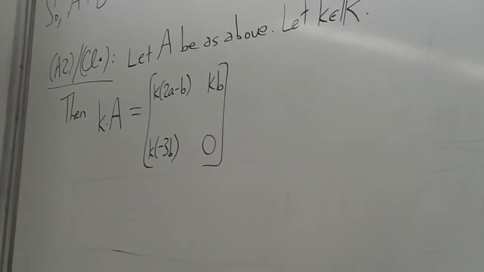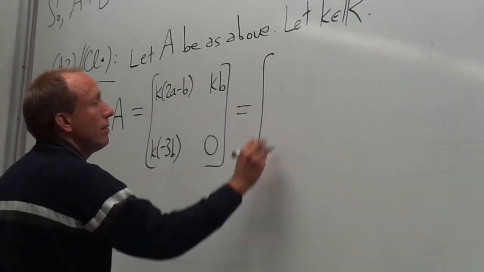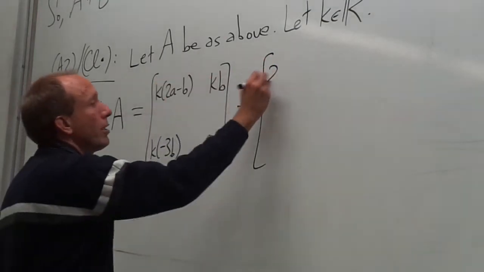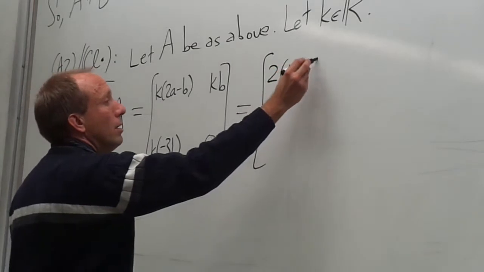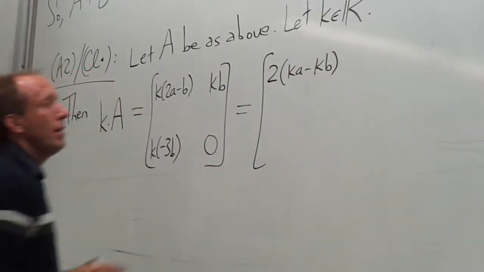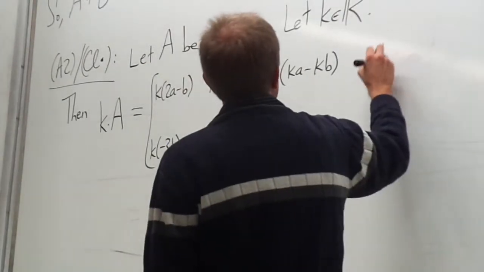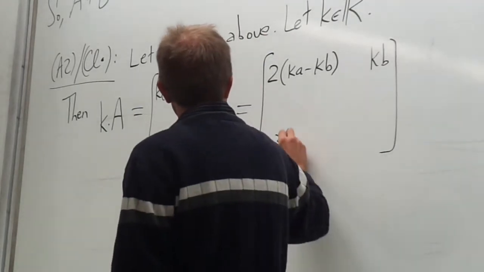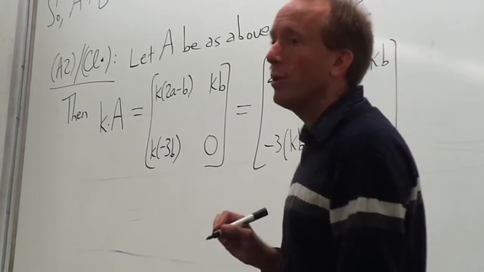What should we do next? Say again? Got the K. Rearrange it. How do you want me to rearrange this, Grace? The 2 outside. Put the 2 out in front. Good. Parentheses, KA minus KB. KA minus KB. All right, good. And then the upper right corner is just KB, right? And how about in the lower left corner? Minus 3 parentheses KB. Uh-huh. And then the lower right corner? 0. And then what do we want to say?